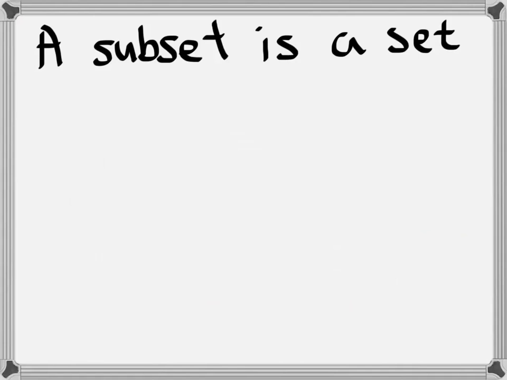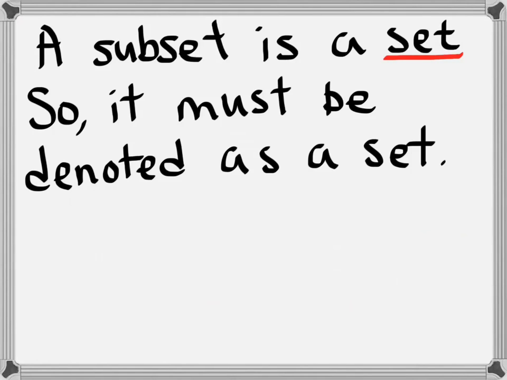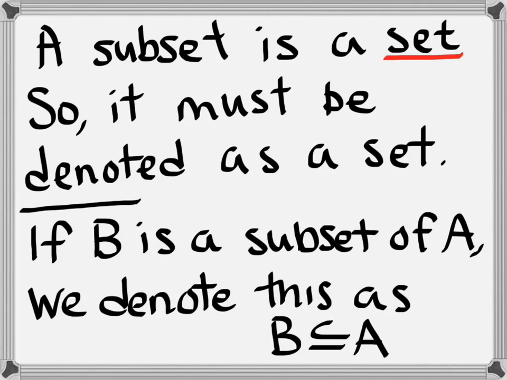We need to remember that a subset is a set, and so we need to denote it as a set. Therefore, we need to have the curly brackets. We also have another way to denote a subset. So if B is a subset of A, we can use this symbol that looks like a C with a bar underneath of it to denote a subset.